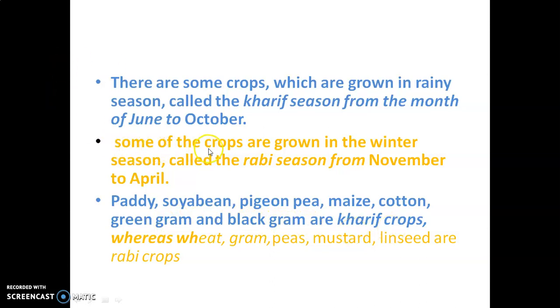Some of the crops are grown in the winter season called Rabi season from November to April, whereas wheat, gram, peas, mustard, linseed are Rabi crops. Children, it's an important question. You can expect questions from this part.